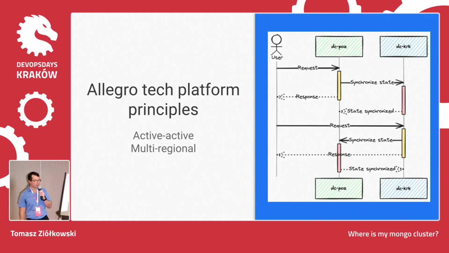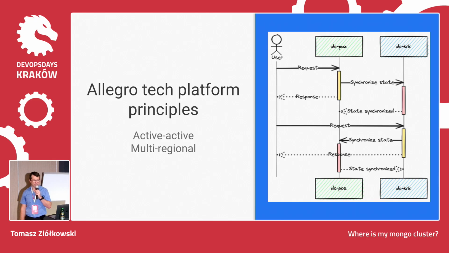And now I would like to talk about the principles of how we build infrastructure in Allegro. First of all, we use a multi-regional active-active approach. That means every microservice and every component of our architecture is distributed across data centers. We have 2 physical data centers, and we also utilize cloud providers. But to be more concise, we focus here only on these 2 data centers.